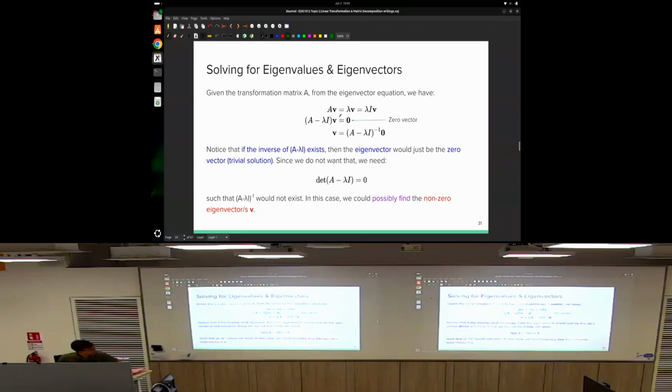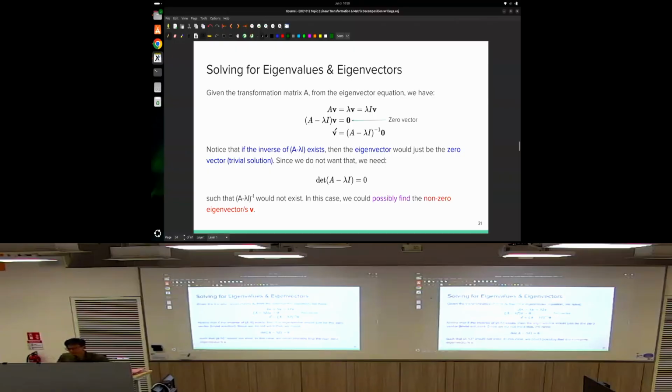So what's the deal? You want to get v. We already know how to get v: we just invert this whole thing. That means we multiply by (A minus lambda I) inverse, and the same on the right-hand side. Obviously the inverse times this whole thing will be the identity, and the identity just gives you the vector v.